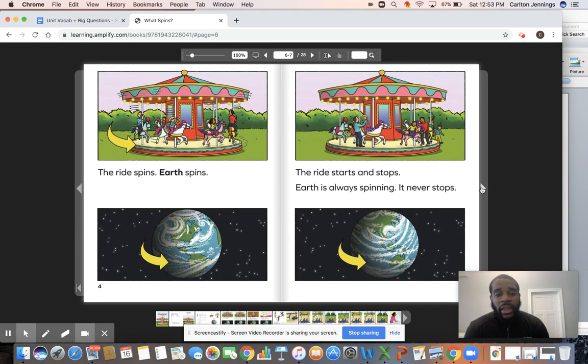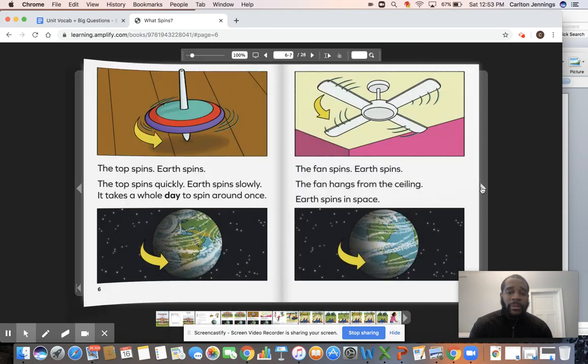The ride spins, Earth spins. So the ride is spinning and the Earth spins as well. The ride starts and stops. Do you think the Earth starts and stops when it's rotating? No. The Earth is always spinning. It never stops.